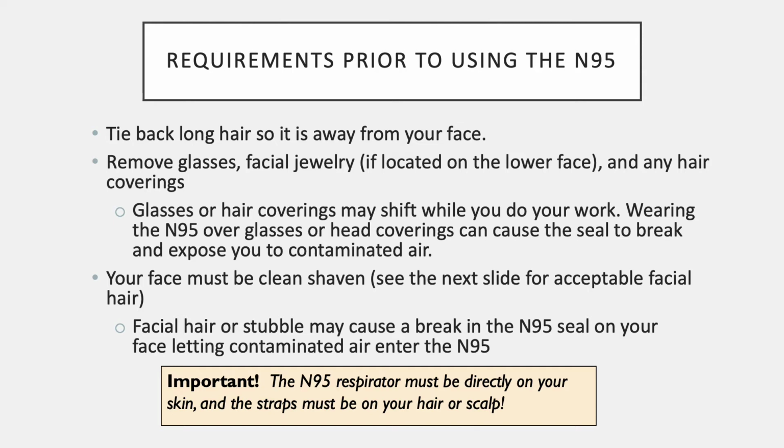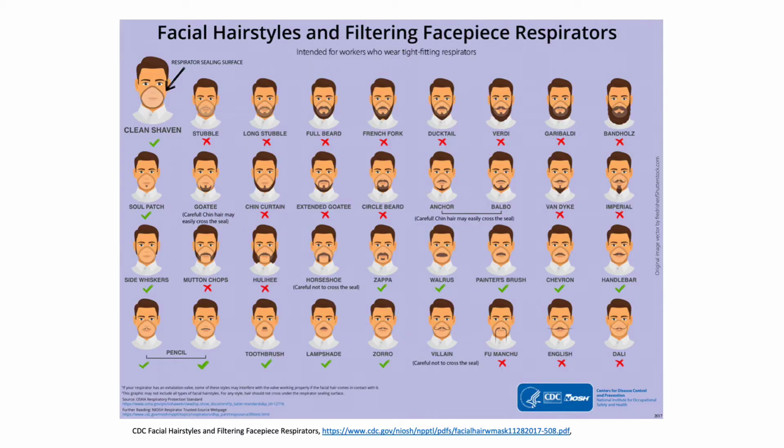The face must also be clean shaven. So we're going to look at another slide for acceptable facial hair. Facial hair or stubble may cause a break in the N95 seal on your face, letting contaminated air enter the N95. So it's very important. The N95 respirator must be directly on your skin, and the straps must be on your hair or scalp. So as you can see, facial hair is very limiting for these filtering facepiece respirators.